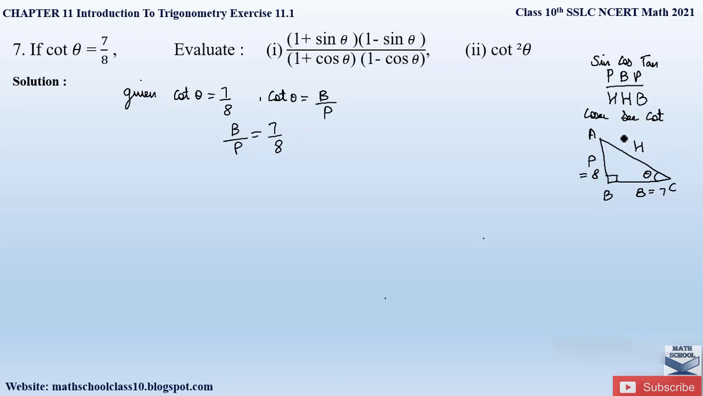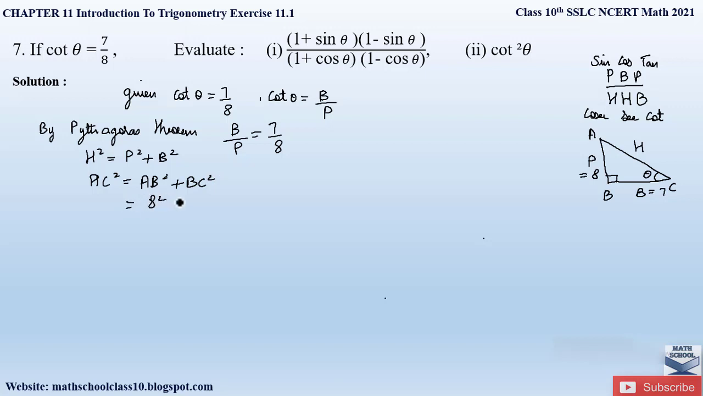So we have to find out the hypotenuse by applying the Pythagoras theorem. By Pythagoras theorem, we have the formula hypotenuse square is equal to perpendicular square plus base square. So the hypotenuse is AC square. AC square is equal to perpendicular AB square plus base BC square. AB value is 8 square plus BC square is 7 square. So AC square will be equal to 8 square is 64 plus 7 square is 49.